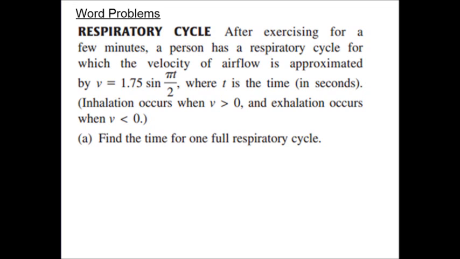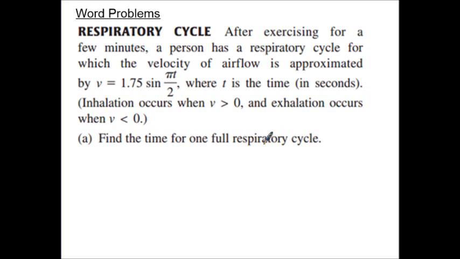Okay, after exercising for a few minutes, a person has a respiratory cycle for which the velocity of the airflow is approximated by v equals 1.75 sine of pi t over 2, where t is the time in seconds. And we're inhaling when v is positive and exhaling when v is negative. Alright, we want to find the time for one full respiratory cycle.